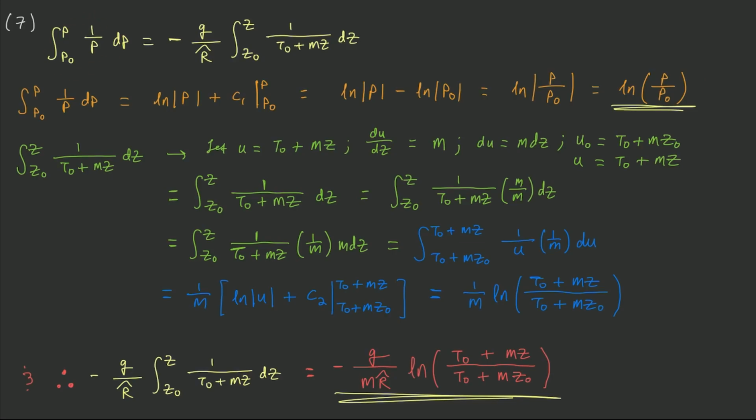Now the right-hand side integral, the integral from z naught to z of 1 over T naught plus mz dz, this is a little bit more involved. We use u substitution here. And there's one thing I do want to note about this before we move on. So again, we're just doing our standard u substitution here.